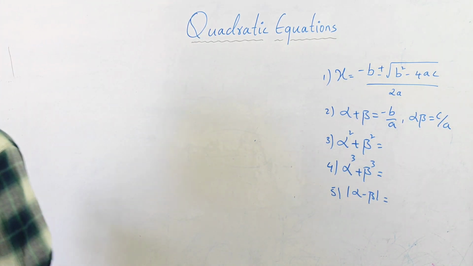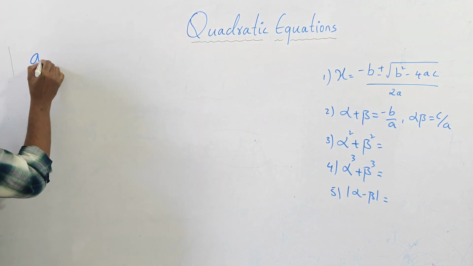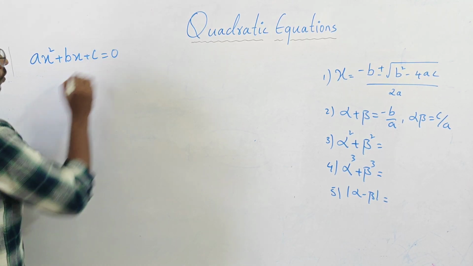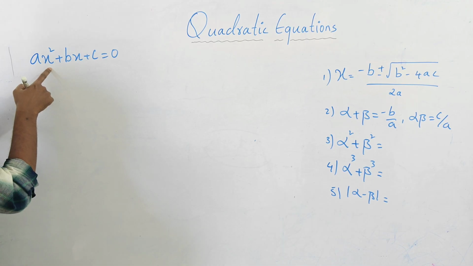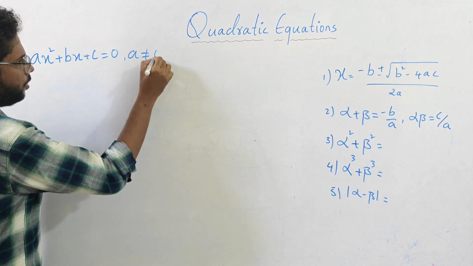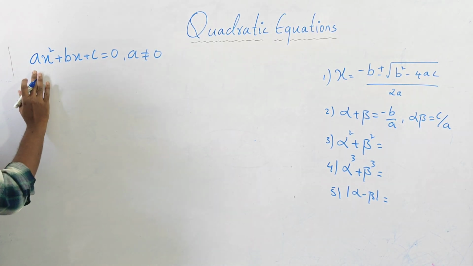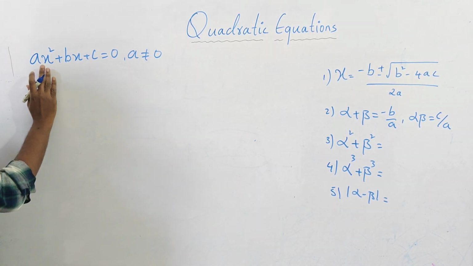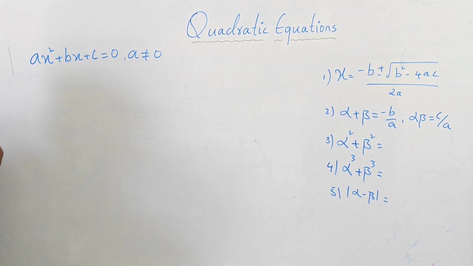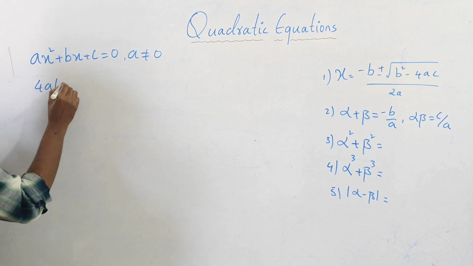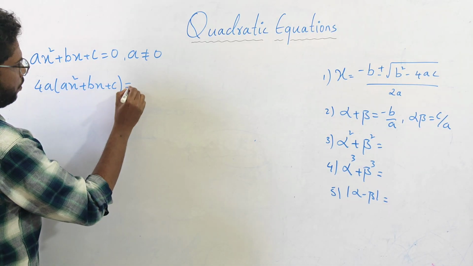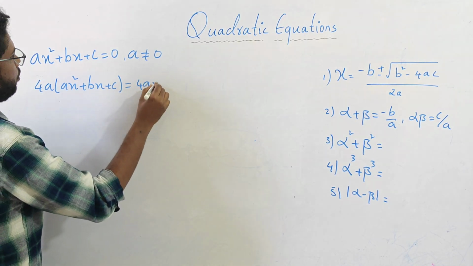So let us start. What is a quadratic equation? We know that the quadratic equation is of the form ax square plus bx plus c equal to 0. Here a represents the coefficient of x square, b represents the coefficient of x, c is the constant, and here a should not be equal to 0. What I will do here, for this quadratic equation, I will multiply 4a on both sides. So I get 4a into (ax square plus bx plus c), which is equal to 4a into 0.